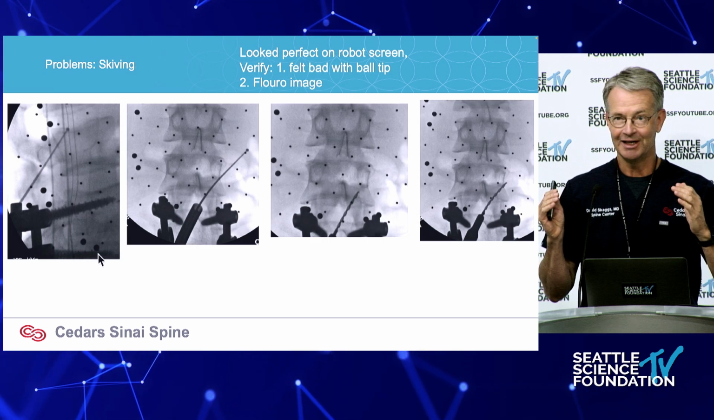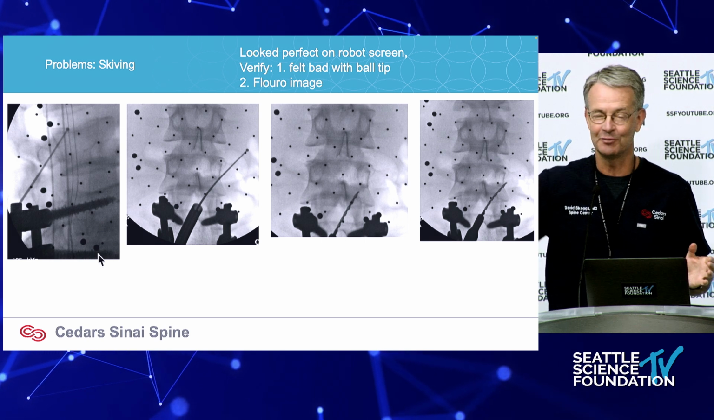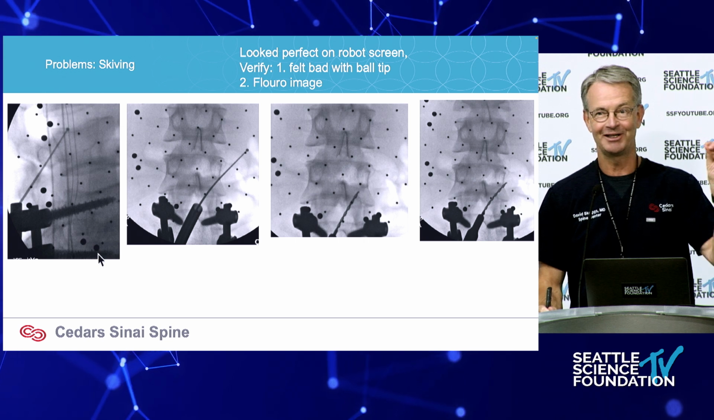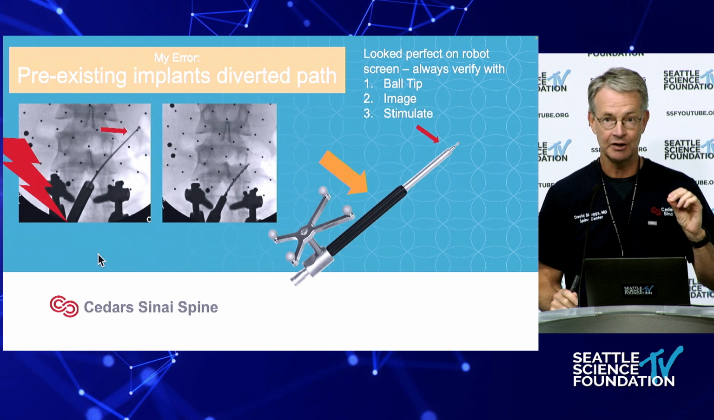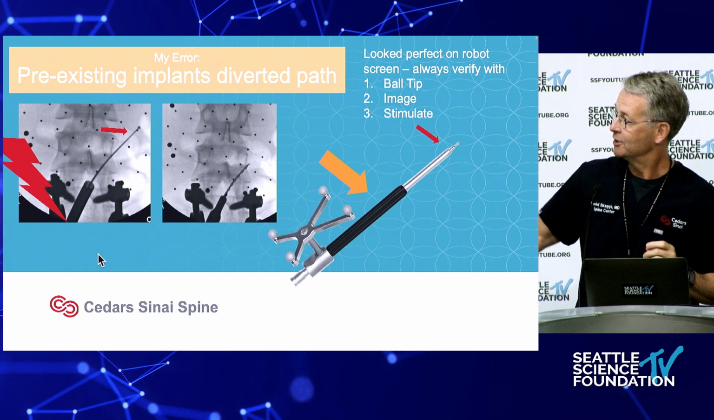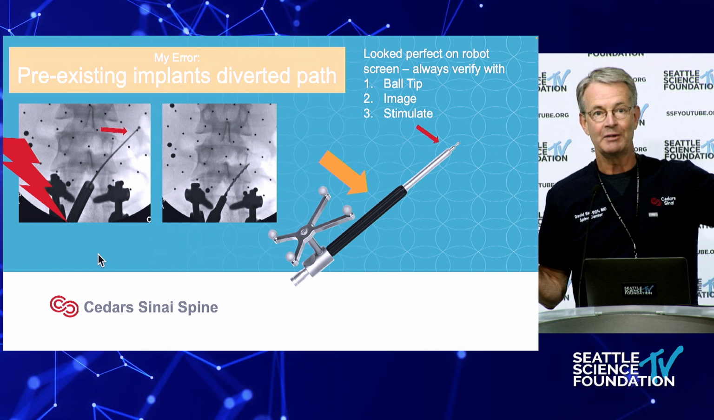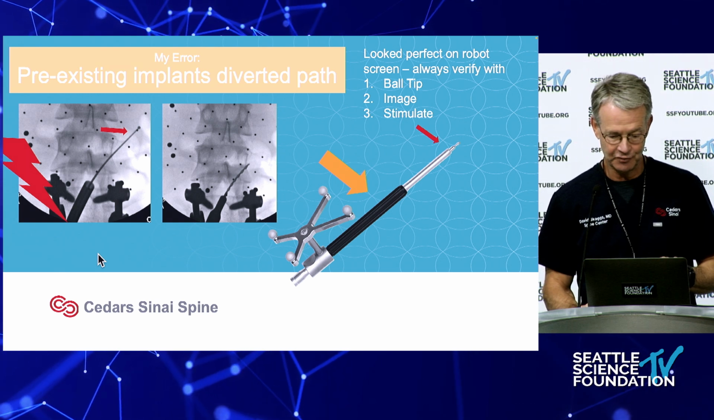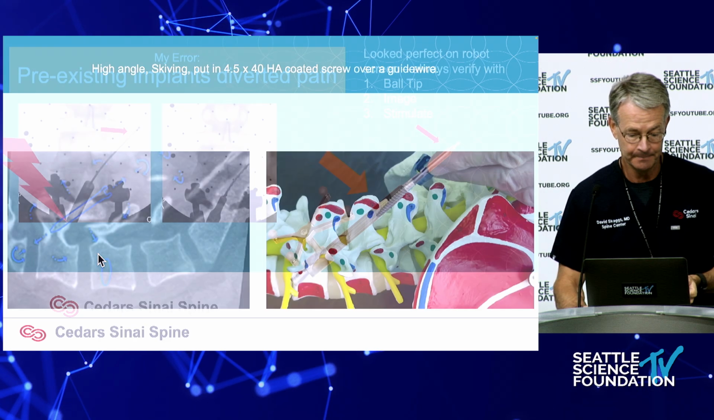So here's a mistake that I made. And what's interesting is you could see how far off that drill bit is and how far off the ball tip probe is. The robot screen said it was perfect, but it didn't feel perfect. The mistake I made here was when I planned with the robot, you could see there on the left where the red arrow is, the robot arm hit existing spinal instrumentation and sent us off by a few millimeters. So in this case, we had to just open it up and put it in the right place.